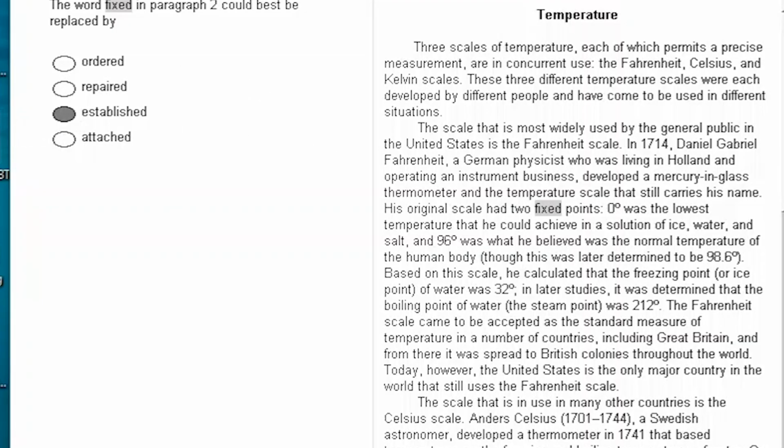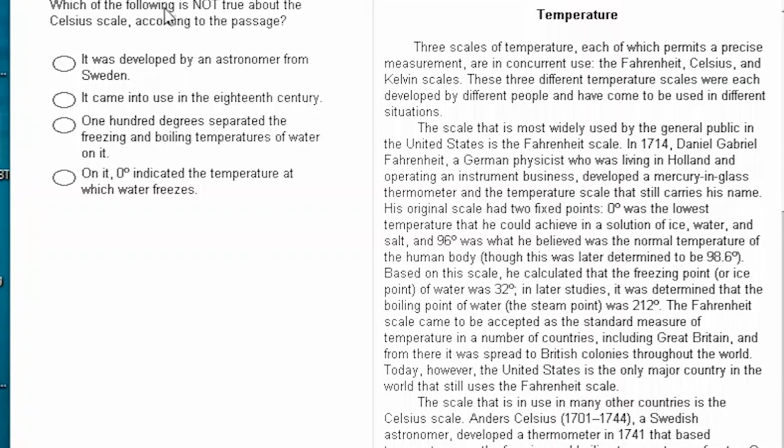For this next one: which of the following is not true about the Celsius scale? Something that's not true is a difficult question. Why? Because first of all, they don't give us a paragraph the answer should be in. And also because this one is an inference question. So the information is not stated, it's not written down here on the passage. It's basically going to be interpreted. I have to interpret this information.